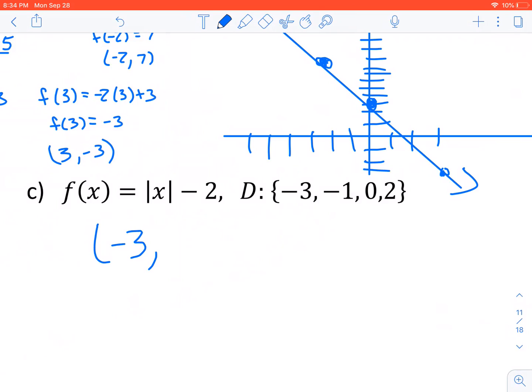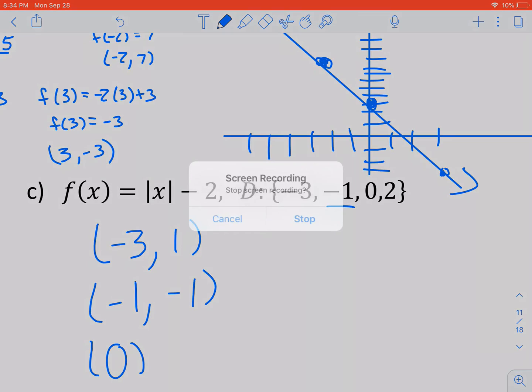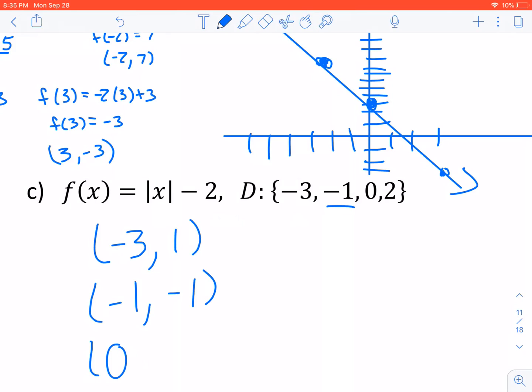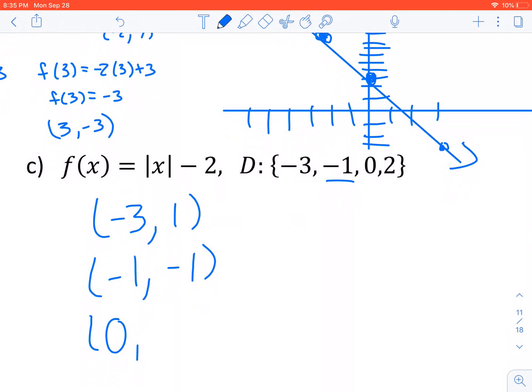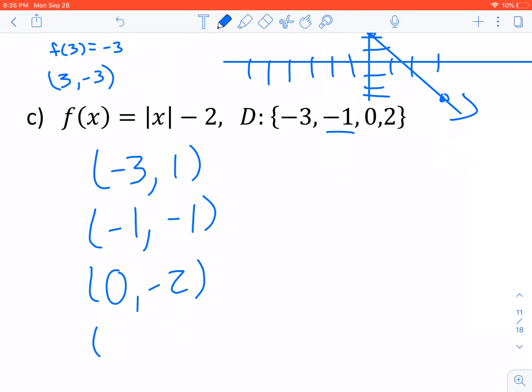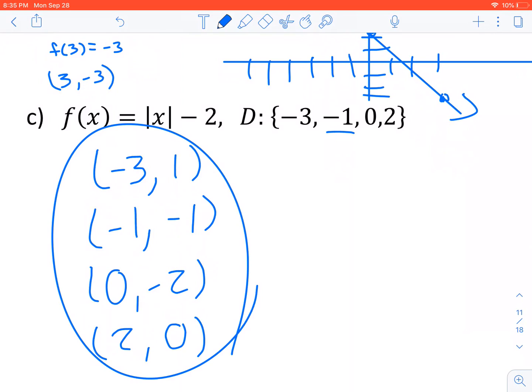When you plug in negative 3, you're going to get positive 3 minus 2, which is 1. When I plug in negative 1, I'm going to get positive 1. Take the opposite value. Opposite values are always positive. So 1 minus 2 is negative 1. When I plug in 0, the absolute value of 0 is 0. Minus 2 is negative 2. And this one, the absolute value of 2 is 2. So 2 minus 2 is 0. So there's my ordered pairs for that one.